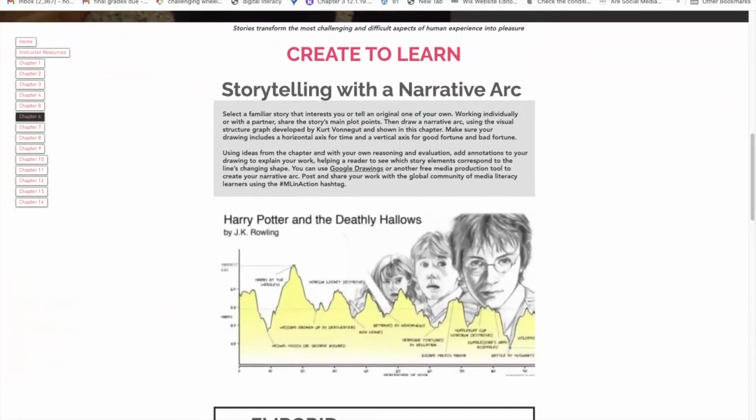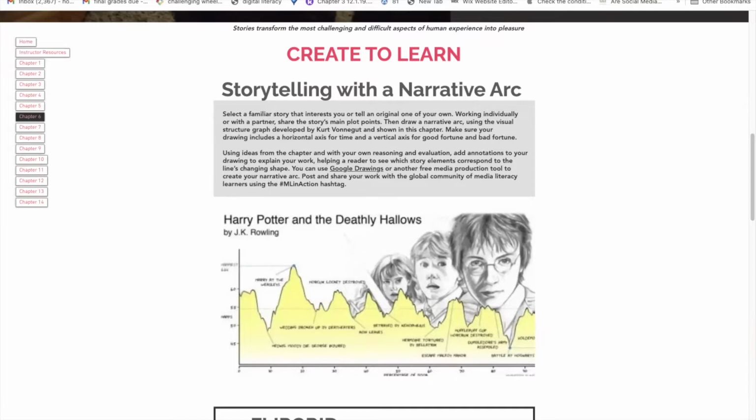So I think there's an undeniable reality that stories transform the most challenging and difficult aspects of human experience into pleasure. In fact, all through human history, stories have been a coping mechanism for how we deal with trauma, with conflict, with crisis. And stories help us hold on to our humanity in the face of those very real risks and threats to our integrity.